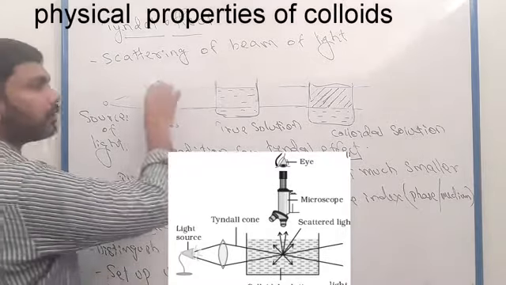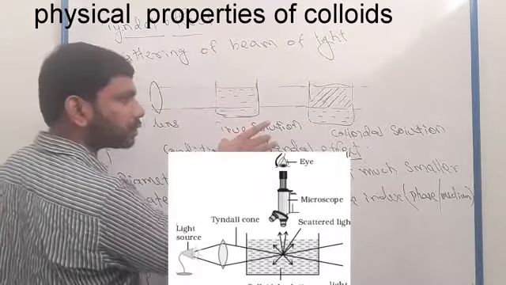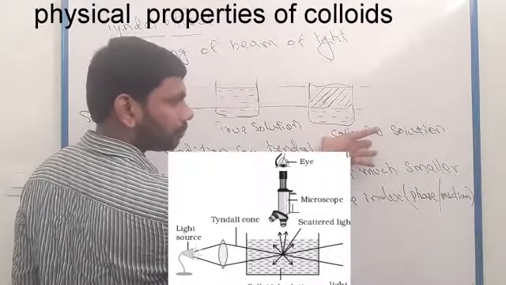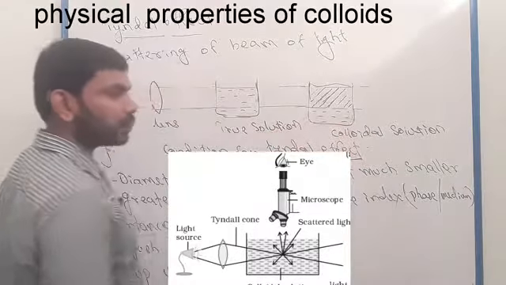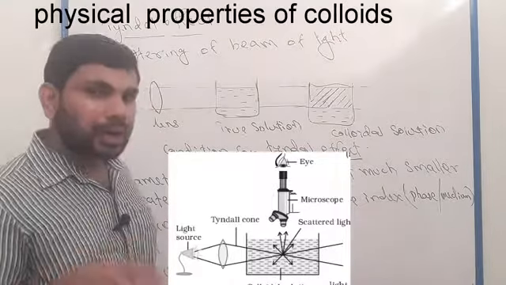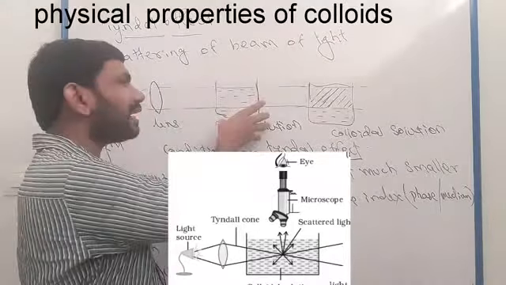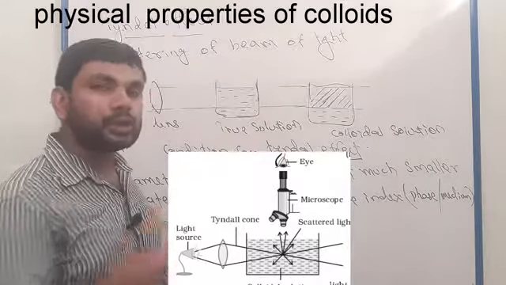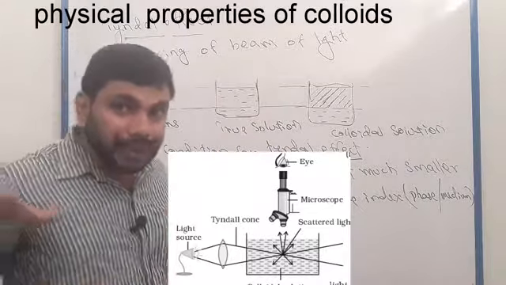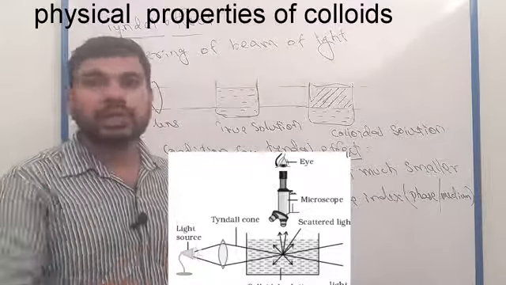Look here, one experiment: a beam of light passed through a true solution and a colloidal solution. We know the size of the particles in a true solution is very small. That's why scattering of light does not happen in a true solution, and that's why the path of light in a true solution is not visible.